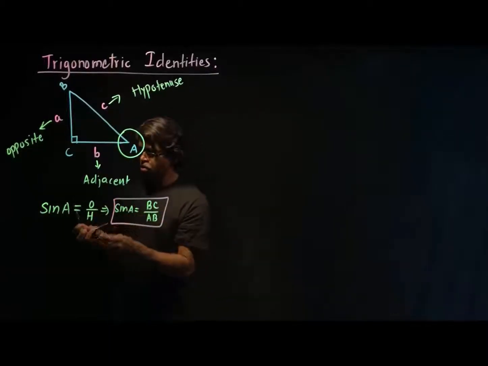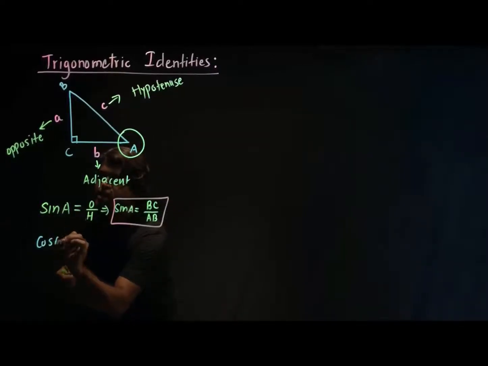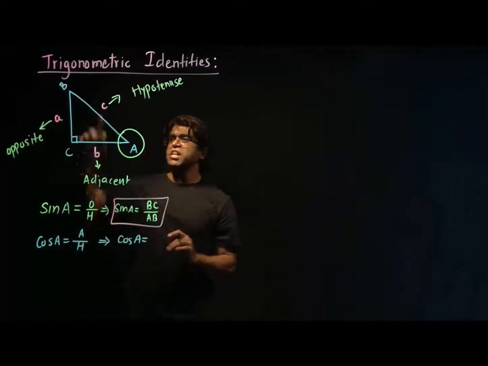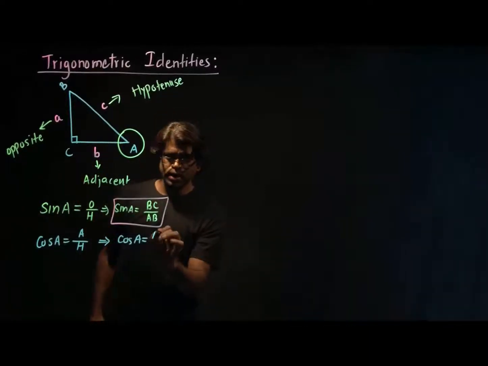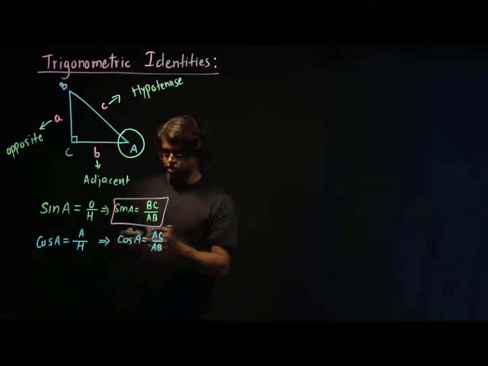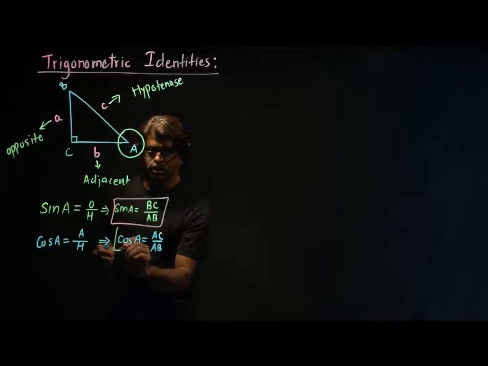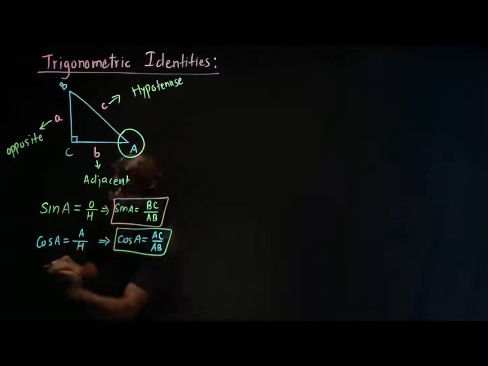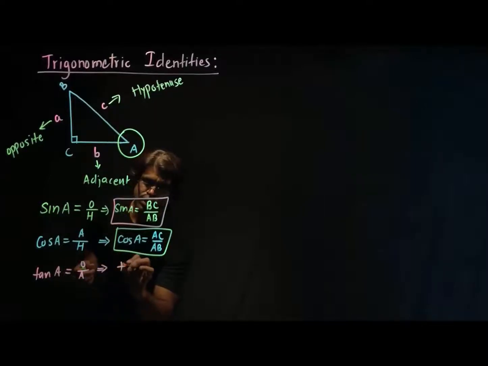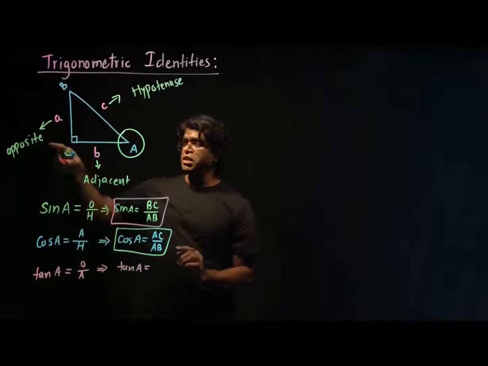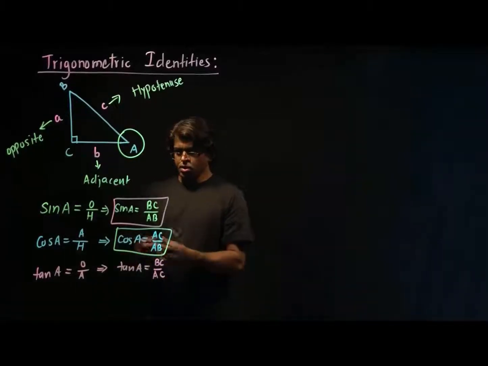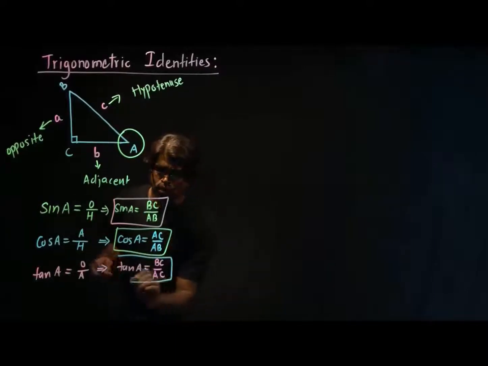Now let's talk about cosine. What is my cosine? My cosine of A is adjacent over hypotenuse, and my adjacent in this picture is AC, so I will write AC over my hypotenuse AB. So this is my cosine. Now let's talk about tangent. My tangent of A is basically opposite over adjacent, which means tangent A is my opposite BC over my adjacent AC. So my tangent is BC over AC.